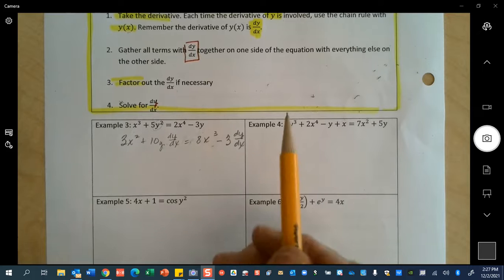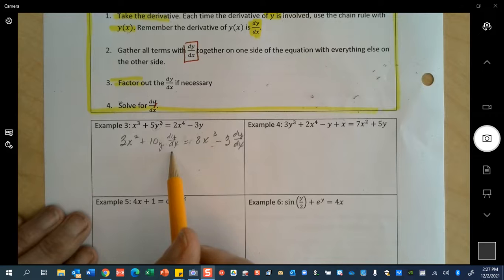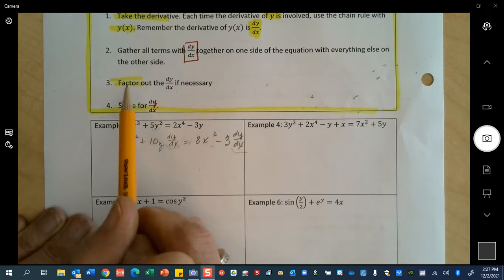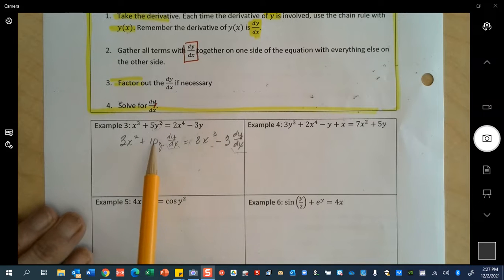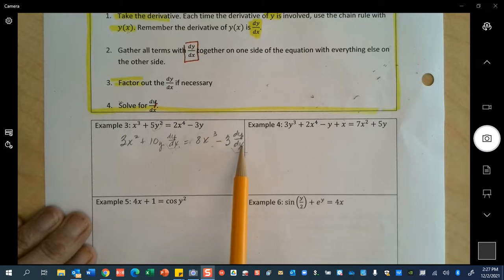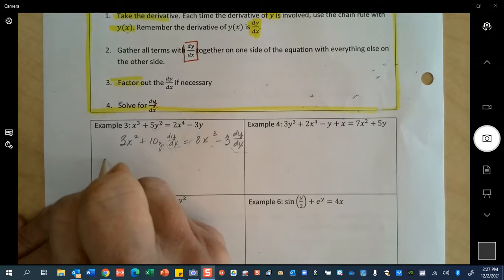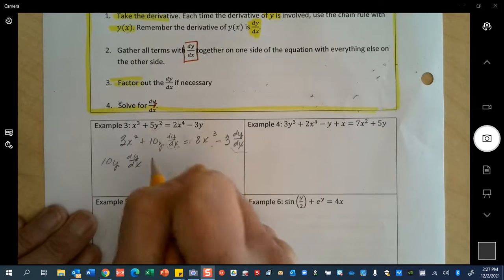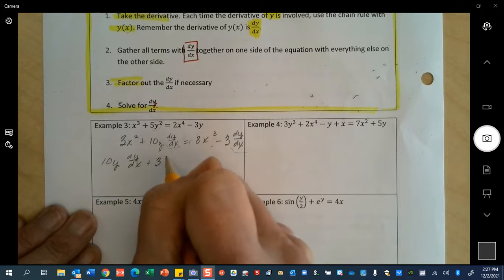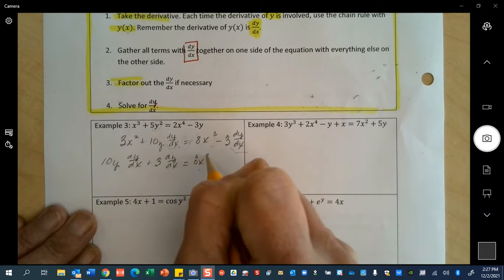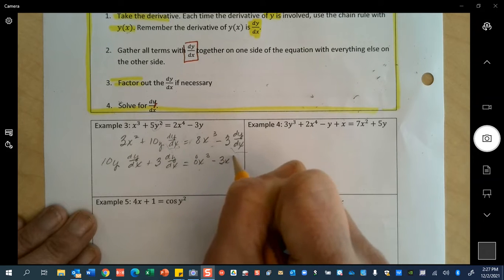All right, so now I have to combine my like terms and get my dy/dx's alone. And this is where this thing of factoring comes involved. Because here I have 10y dy/dx and 3 dy/dx. These are not like terms. So my goal is now to get them on the same side of the equation. 10y dy/dx plus 3 dy/dx is going to be equal to 8x cubed minus 3x squared.